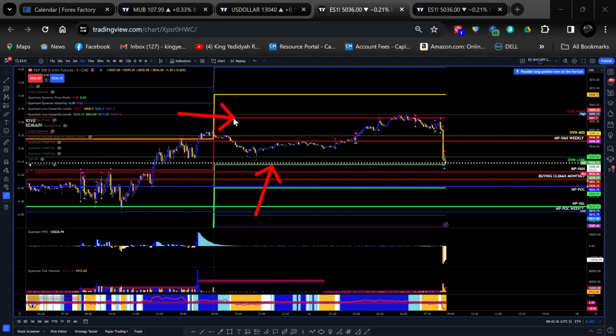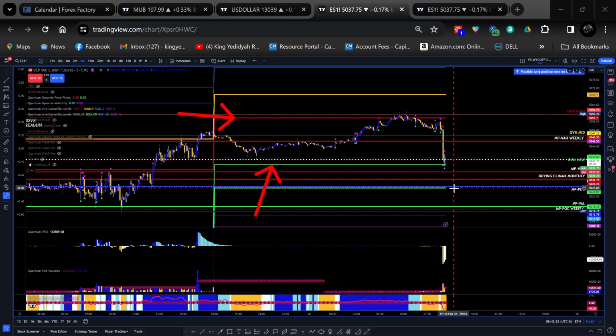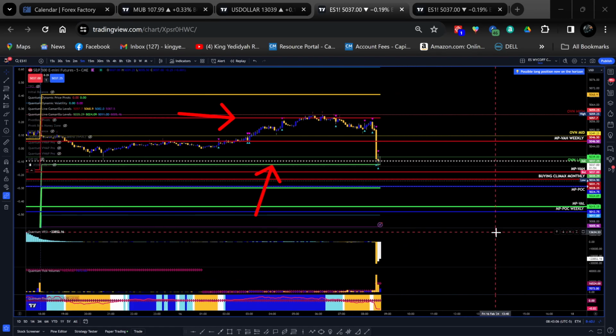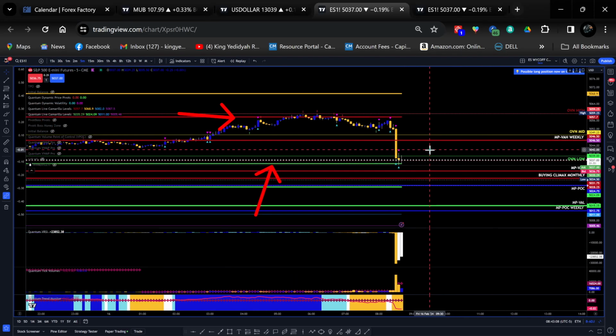Camarilla R3 is now up here at 50.5775. Camarilla S3 is at 50.35.29. Let me make sure of that. No, actually 50.24, my bad. So no, that's Camarilla S4, right? Camarilla S3 is up here at 50.3525, right? Sweep buyers gold, pulling back right now to Camarilla S3.